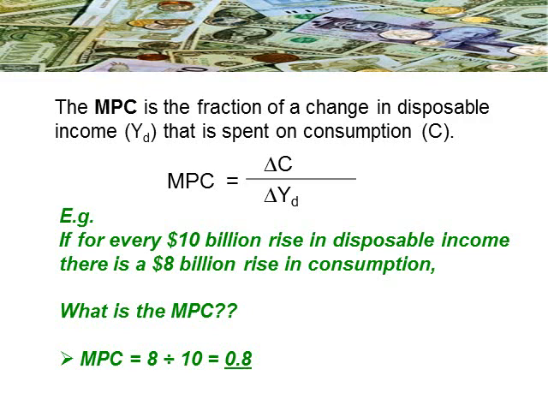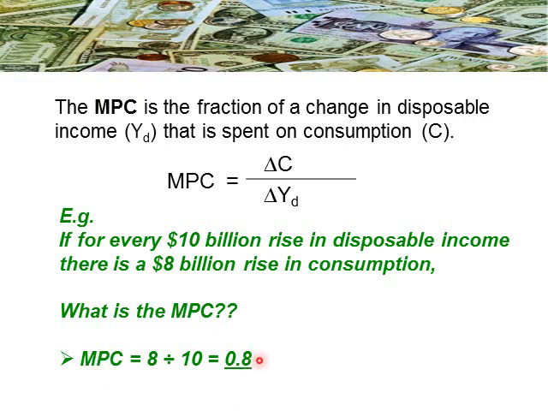Now, how do we calculate MPC, which is the ratio that we spend of our income? This formula is given by the change in consumption divided by the change in disposable income. It's a change on both levels. For example, if for every $10 billion increase in disposable income, our consumption increased by 8 billion, we use the formula: change in C is 8, change in YD, disposable income, is 10. So our MPC is 0.8.